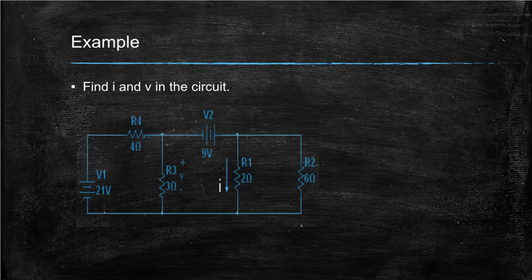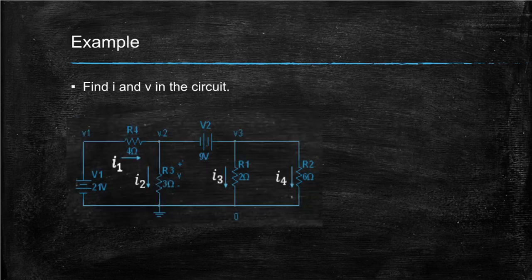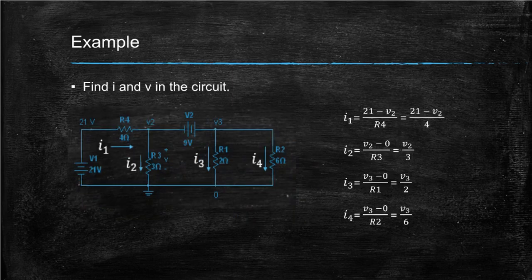Start off by placing the ground and labeling the non-reference nodes. Also label the other resistor currents. Remember that when a voltage source is between the reference node and the non-reference node, the non-reference node voltage will be equal to the voltage source value. We found V1 to be 21 volts, so there will not be a need to use KCL to find an equation for that node voltage. Now find the current of the resistors.